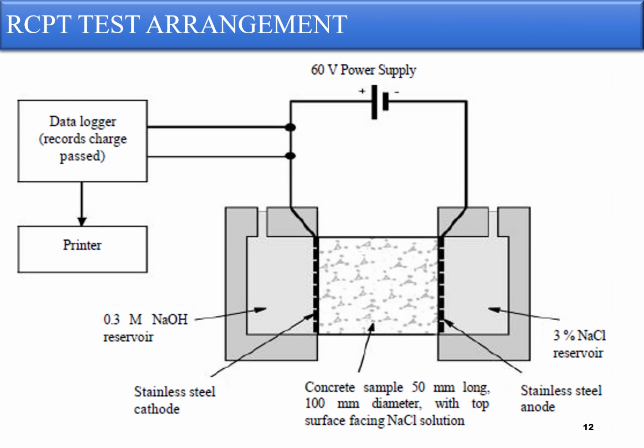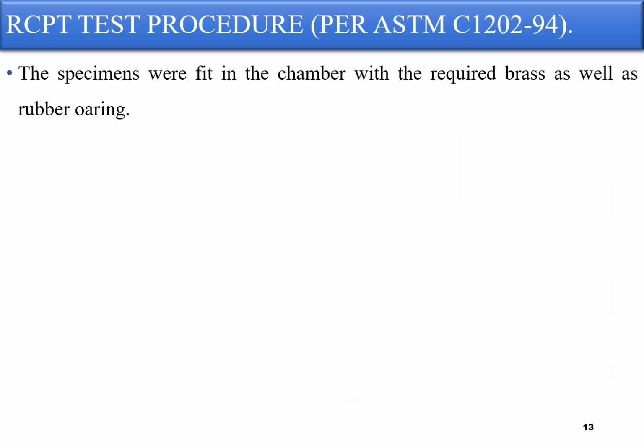You have a data logger, you have a printer, then you have two cells which are connected to cathode and anode, with a stainless steel cathode portion on one side having a 0.3 molar sodium hydroxide reservoir and a 3% sodium chloride reservoir having a stainless steel anode connector, and the sample is having a diameter of 100 millimeters and 50 millimeters length, with the top surface facing the sodium chloride solution. The specimens were fit in the chamber with the required brass as well as the rubber o-ring.